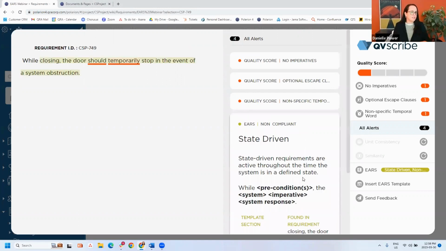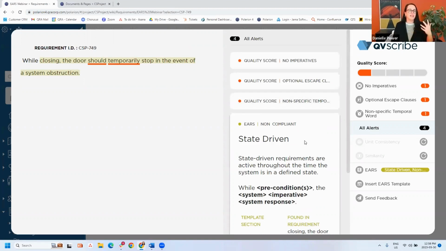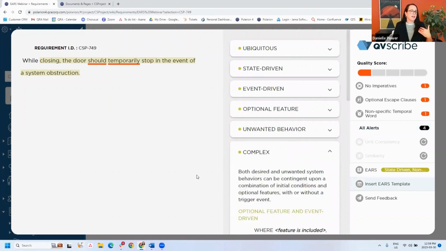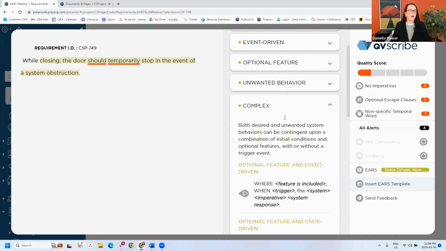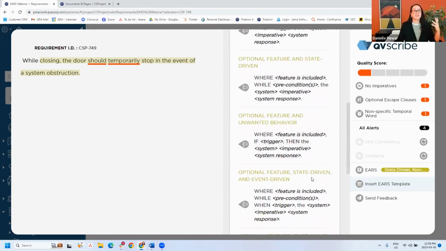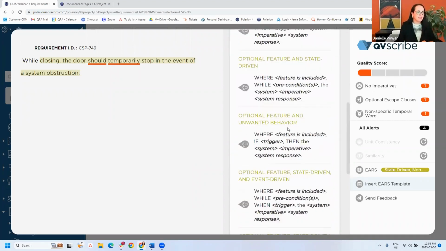When we look at it, it is kind of fitting into the state driven pattern, but it's not quite compliant. I think what's happening here is it's actually a complex requirement. We're talking about a precondition, and we're also talking about an unwanted behavior, so another trigger. So a good one to use for this, I would say, is state-driven and unwanted behavior. One thing I like to always say about the complex patterns is that they're more detailed. You're being more specific.